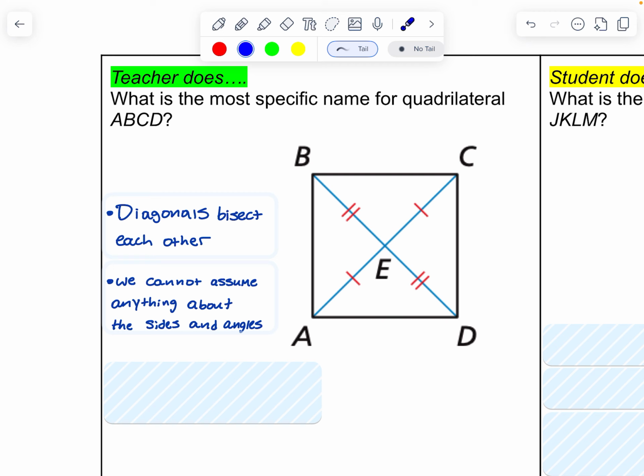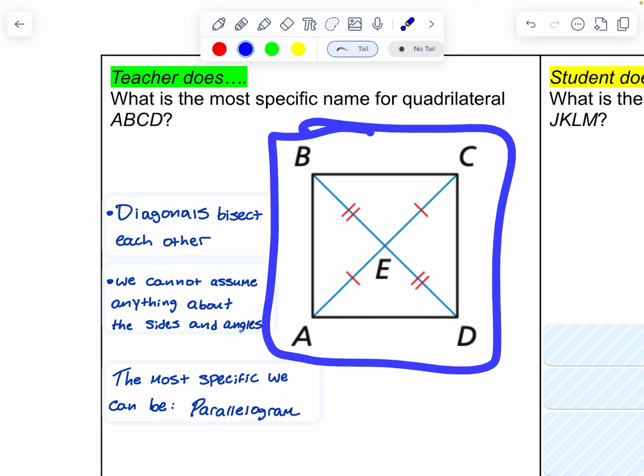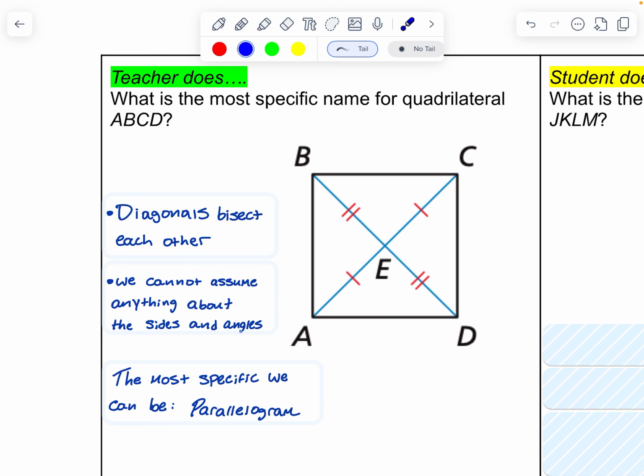The most specific name that I can give is a parallelogram. Right? One of our properties of parallelograms is that diagonals are bisected. Is that the same in squares, rectangles, and rhombuses? Yes, but I don't have enough information to say that this is a square or a rectangle or a rhombus. Only that it's a parallelogram.